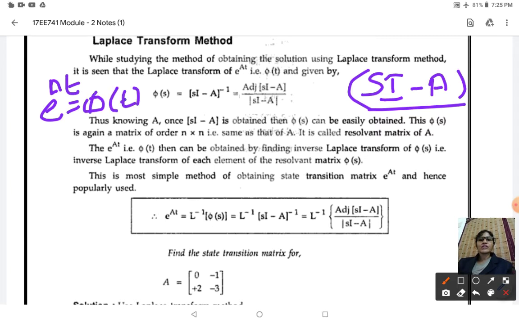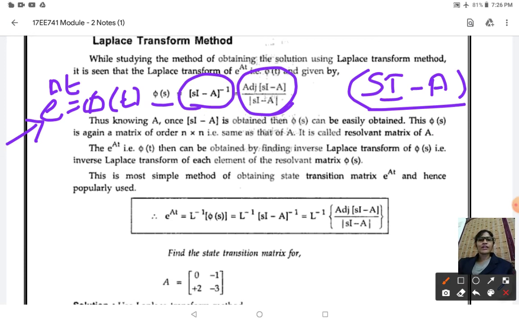In the Laplace transformation method we can write it as phi of s. Whatever I have shown over here is in the time domain, and now we can obtain it in the s domain. So phi of s is equal to sI minus A inverse. Now, sI minus A inverse, we all know, is the adjoint of sI minus A divided by the determinant value of sI minus A. This is the simple formula that we have seen in many of the problems we have solved before.